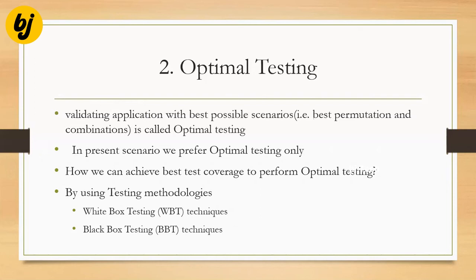Second one is black box testing. These black box testing techniques are used by a separate testing team like us to test the application in an optimal way. The third one, gray box testing, is a combination of white box testing techniques and black box testing techniques. But how we can go for optimal testing is with the help of these testing methodologies. In the next session we are going to learn about these testing methodologies in a more detailed way.